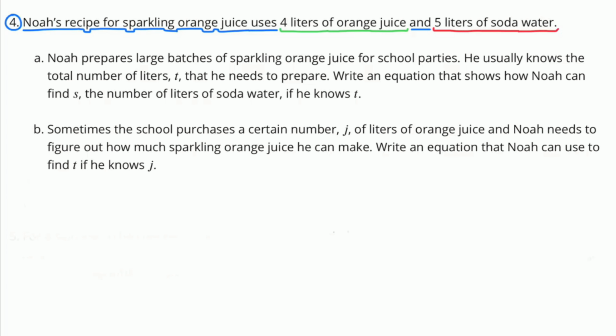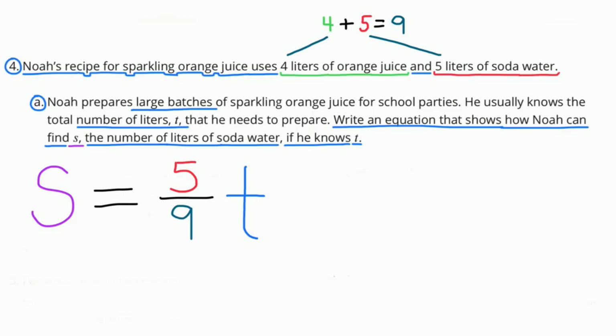Number 4. Noah's recipe for sparkling orange juice uses 4 liters of orange juice and 5 liters of soda water. A. Noah prepares large batches of sparkling orange juice for school parties. He usually knows the total number of liters, T, that he needs to prepare. Write an equation that shows how Noah can find S, the number of liters of soda water, if he knows T. Well, I noticed that for every 4 liters of orange juice, he uses 5 liters of soda water, totaling 9 liters of sparkling orange juice.